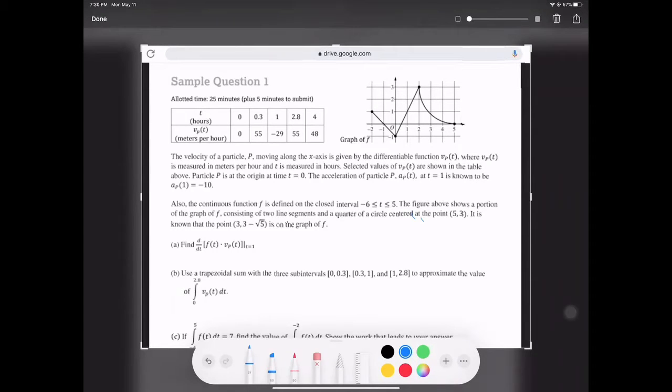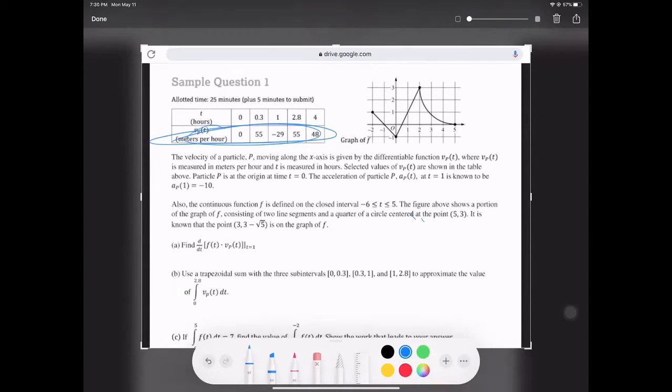Okay, the velocity of particle P moving along the x-axis is given by the differentiable function v of t. So here's v of t, that's the velocity of particle P, where the velocity is measured in meters per hour and t is measured in hours. Selected values of velocity are shown in the table. Particle P is starting at t equal to 0. Acceleration of the particle at t equal to 1 is known to be this. Also, continuous function f is defined on the closed interval from -6 to 5.